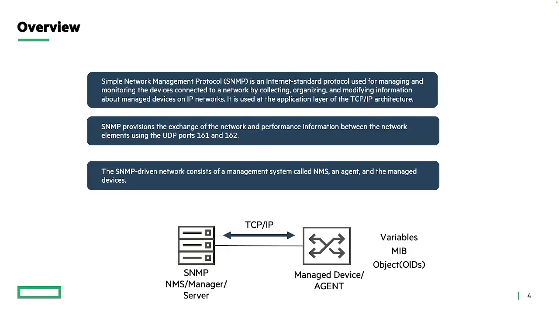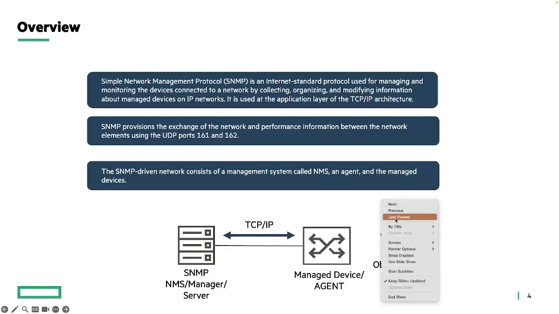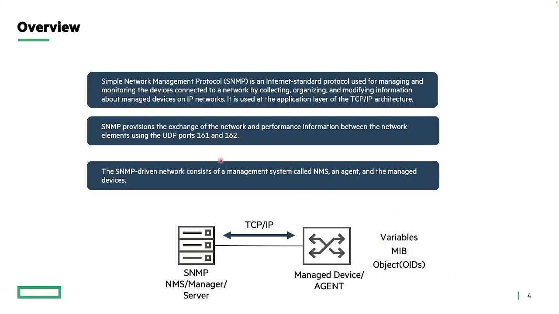So SNMP provisions the exchange of network and performance information between the network elements using UDP ports 161 and 162, right? These two ports are very important for SNMP to work. The SNMP-driven network consists of a management system called NMS, an agent, and the managed devices.